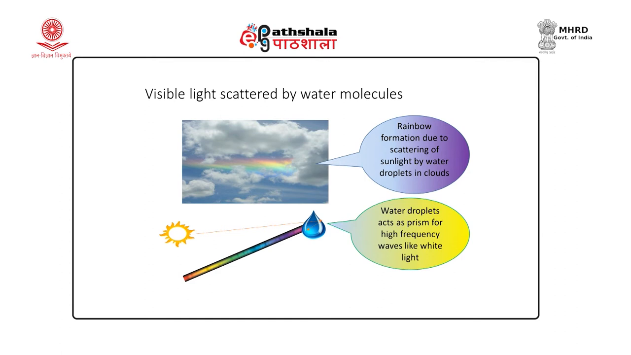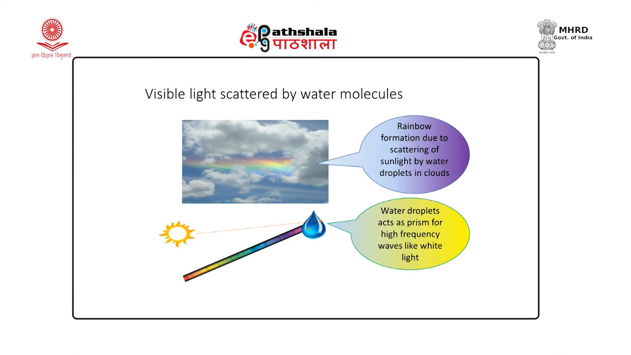Why are we able to see the rainbow? Can we see a rainbow at night also? No. Why? Because there is no light. Now, what does light have to do with the rainbow? The light is the light of the sun. It is white light, made of 7 constituent colors.